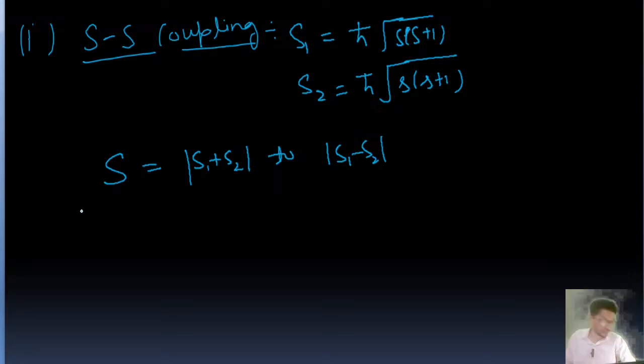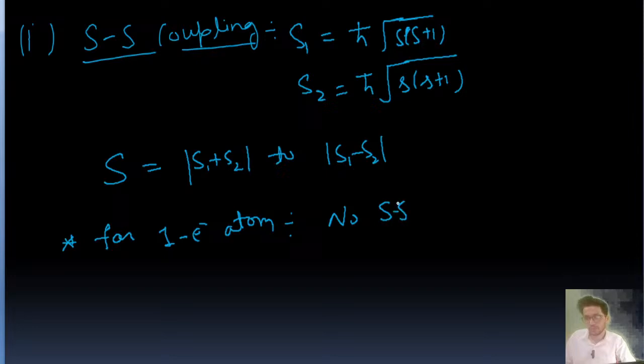So now as for SS coupling, we can take an example of one electron system, for one electron atom like hydrogen, right? So there would be no SS coupling. So for one electron atom, no SS coupling.